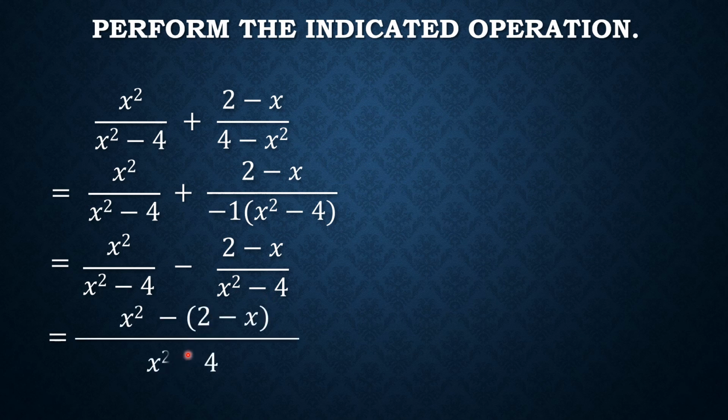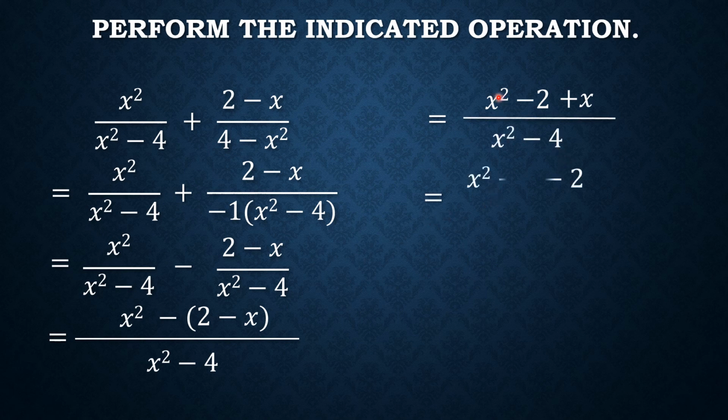And then we subtract the numerators. So remember, this is very important, yung parenthesis, especially when the operation is a minus sign. Okay, so by distributing negative, we get x squared minus 2 plus x all over x squared minus 4. Okay, by rearranging the terms, we get x squared plus x minus 2 all over x squared minus 4.